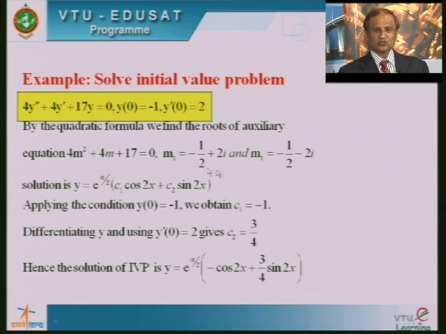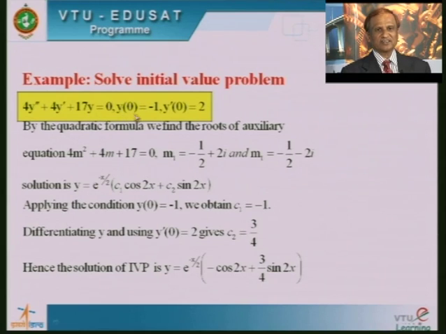So, if the roots are complex, then what is the solution? We can write down the solution in this form: e to the power minus x by 2, times c1 cos 2x plus c2 sin 2x, right. So, why is it minus x upon 2? Here the real part is minus 1 upon 2. That is why you can write e to the power minus x by 2. Yesterday I explained, if the roots are complex, how we are going to write down the solution. Is it clear? Using that formula, we can write down the solution in this form, right.